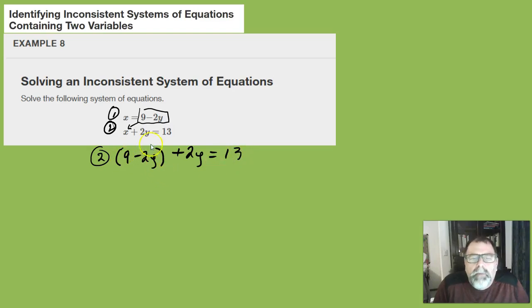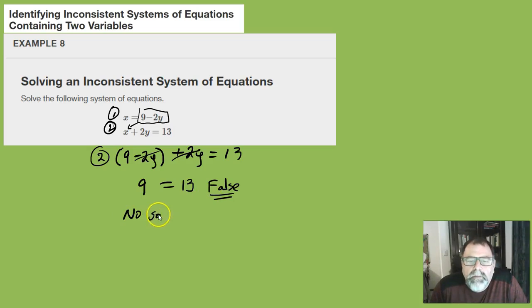And then I can drop the parentheses. So the minus 2y and the 2y is 0. Those cancel, and you just get 9 equals 13, which is false, right? And there's no variable. So whenever you're solving algebraically, whether doing substitution or elimination, if you ever get to a point where you end up with an equation that has no variables and the statement is false, then this is going to have no solution, right? So the system is inconsistent.